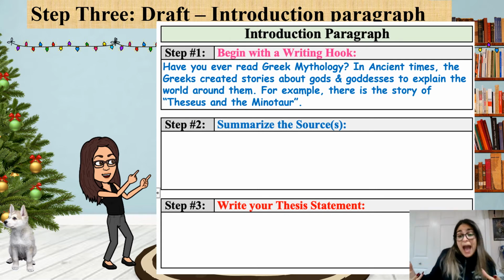Right? And then once you ask that question, you should start to kind of answer it or explain about the question. Have you ever read Greek mythology? Well, in ancient times, the Greeks created stories about gods and goddesses to explain the world around them. For example, there is the story of Theseus and the Minotaur.